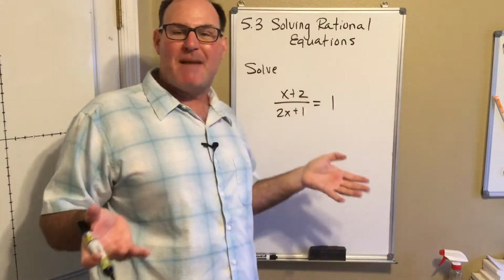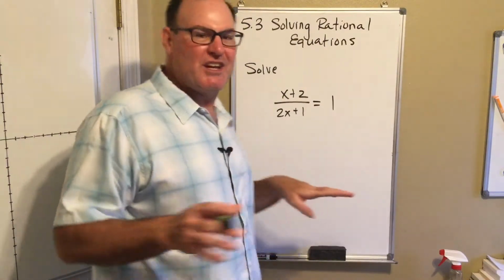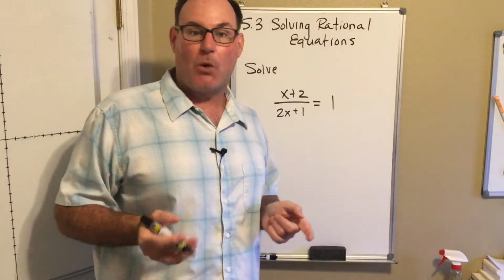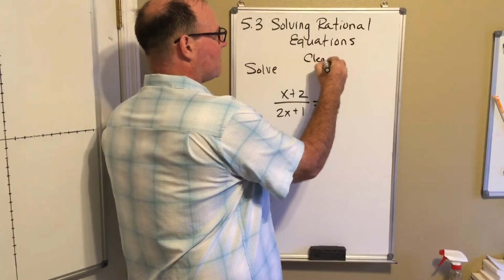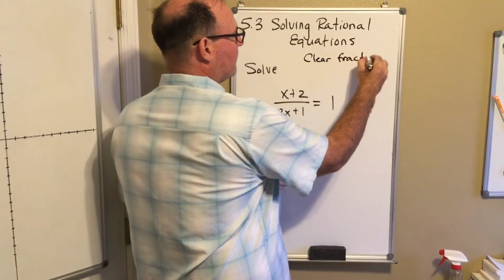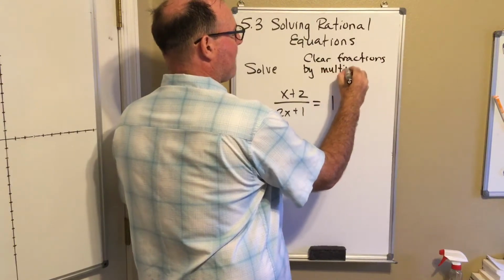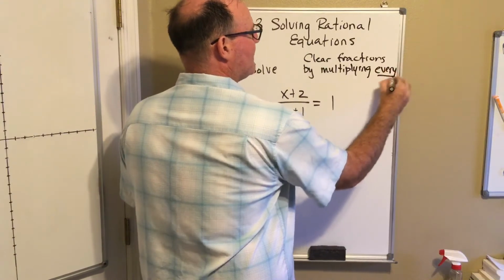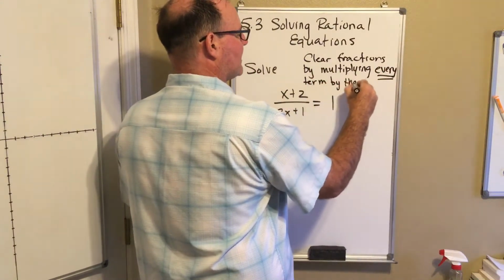So the method that we practice to solve all rational equations is we are going to get rid of the fractions. We don't terribly love fractions, so we're going to avoid them. So what we're going to do is we are going to clear the fractions by multiplying every, I'm going to underline that, that's important, term by the common denominator.